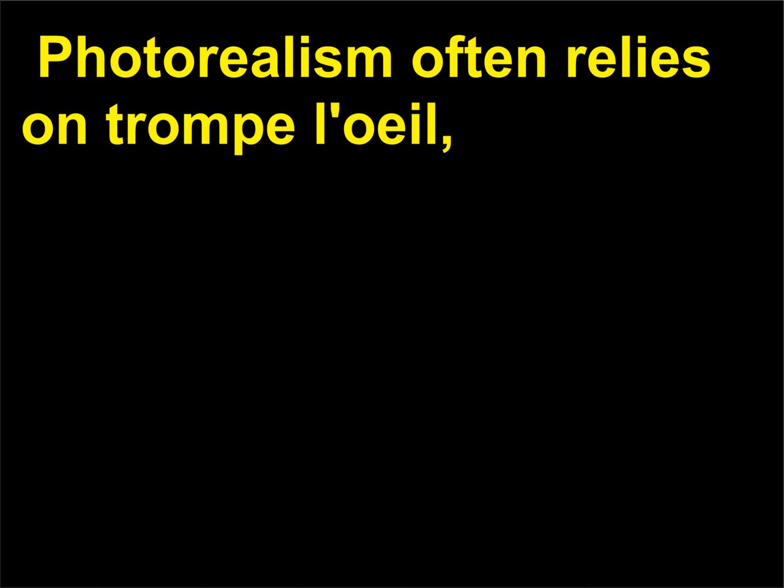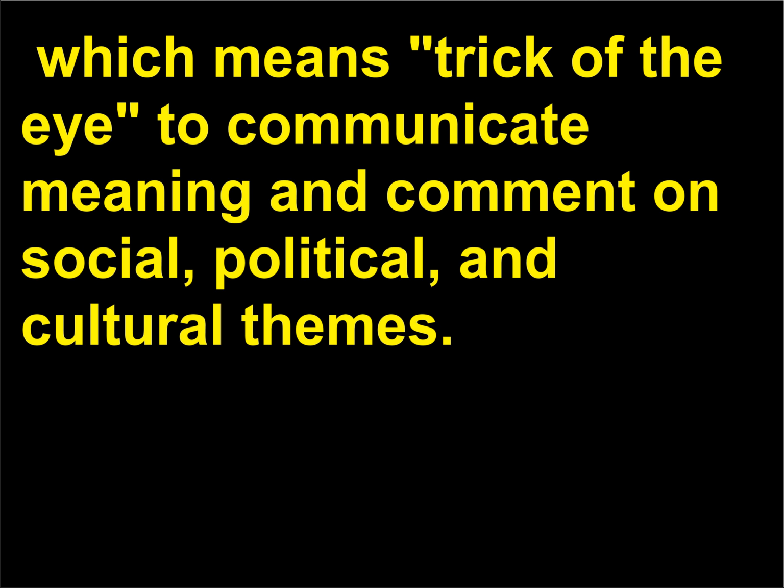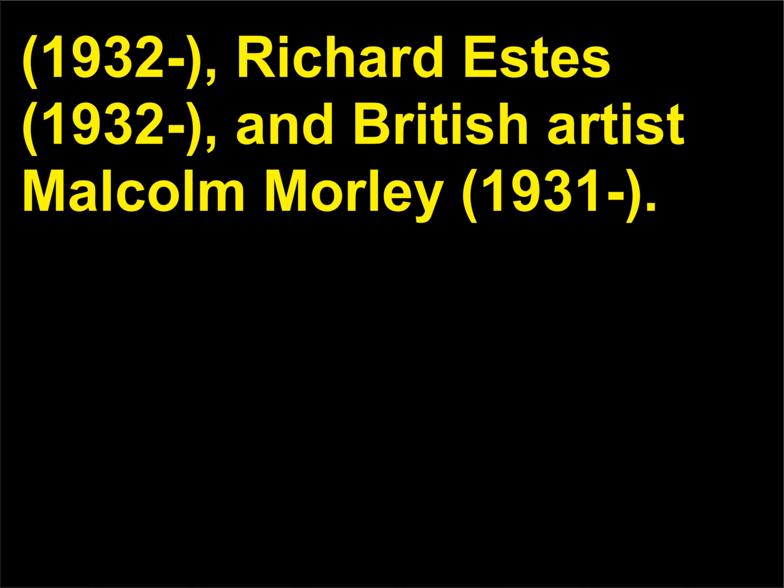Photorealism often relies on trompe-l'oeil, which means trick of the eye, to communicate meaning and comment on social, political, and cultural themes. Other artists associated with photorealism include Robert Bechtle, 1932, Richard Estes, 1932, and British artist Malcolm Morley, 1931.